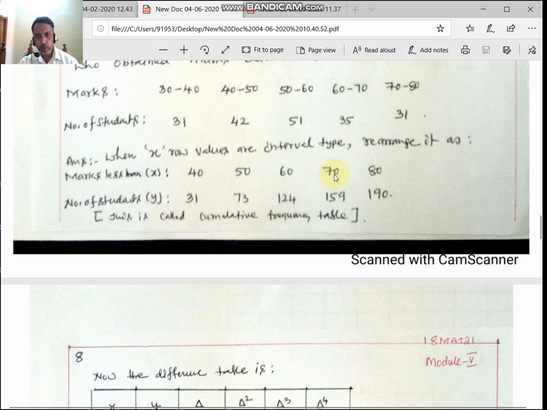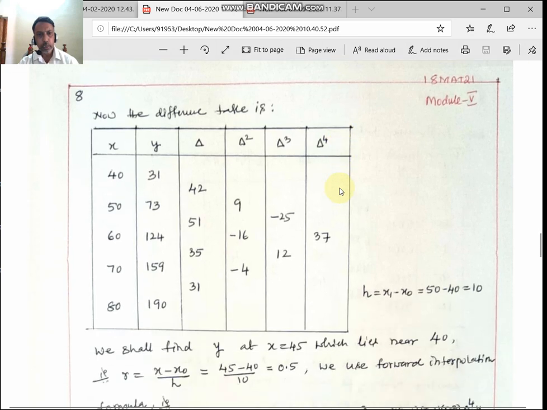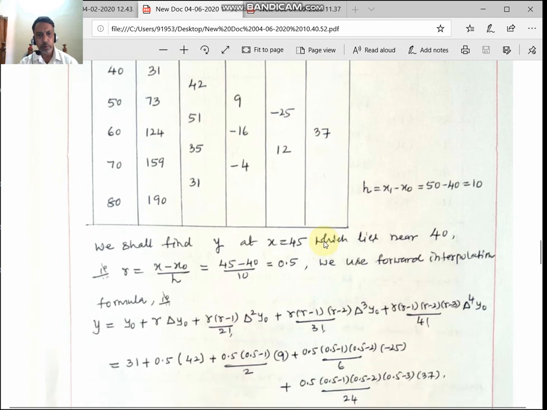Similarly, up to 70 marks 159 students, up to 80 marks 180 students. So this is called a cumulative frequency table. And then write x values, y values, and then first order difference, second order difference, third order difference, fourth order difference. So we need to find the y value at x is equal to 45.